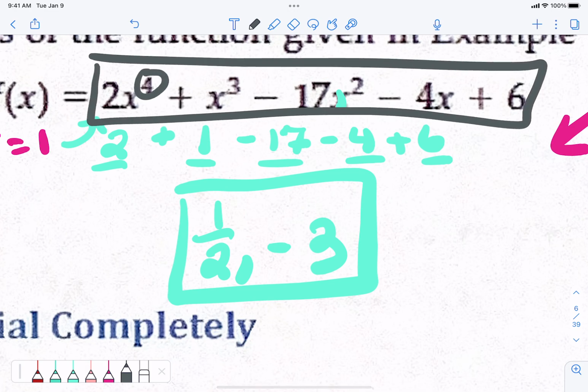Looking at this, the highest exponent is 4, which means he has a maximum of 4 zeros that he could cross. He could have crossed 4 places. Here it is only saying he crosses 2 places. So what are the other 2? Where are the other 2 at? They're imaginary, right? They're imaginary zeros, okay? So they don't cross.